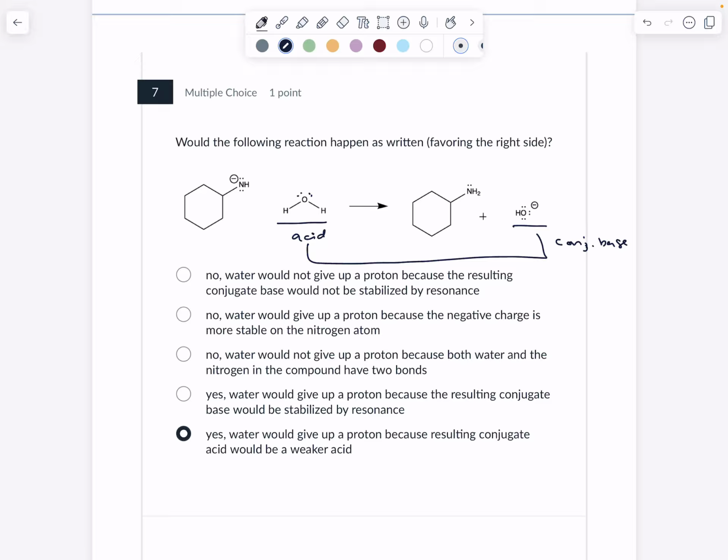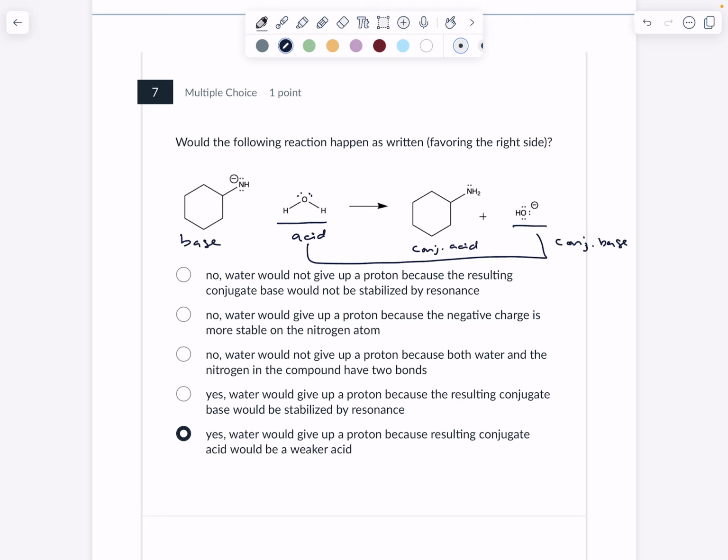So this is the thing that loses the proton, gives up a proton and accepts electrons. So that's our acid. So this is my base, and this is my conjugate acid. So I always start by labeling, finding the thing that's the acid and the base, conjugate acid, conjugate base. And then I know that I can compare.